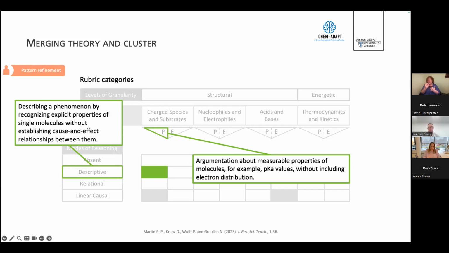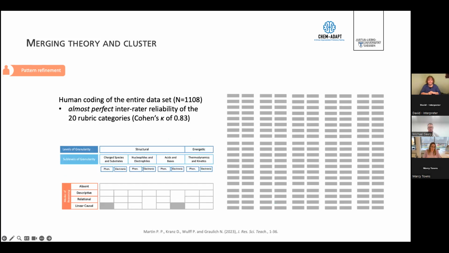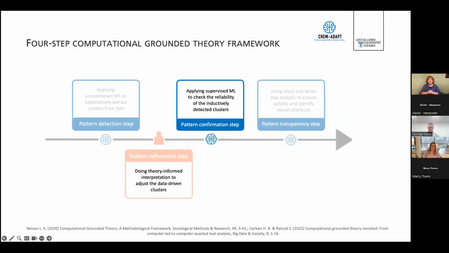So with these rubric categories, we went back to the data again and encoded the entire data set again, these 1,000 arguments. We need to label the data so that we can further use a machine learning approach to train the machine to detect these categories. So we need to know which argument falls in which category. This is now the third step. This is where Paul started to work again, on training the machine to detect these different rubric categories.